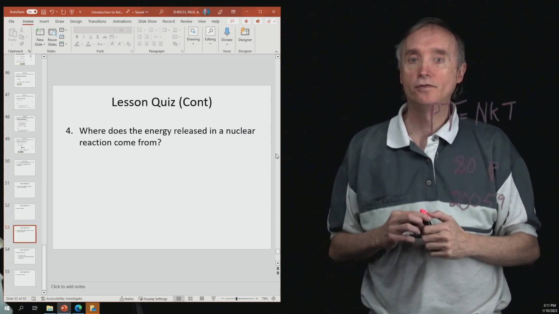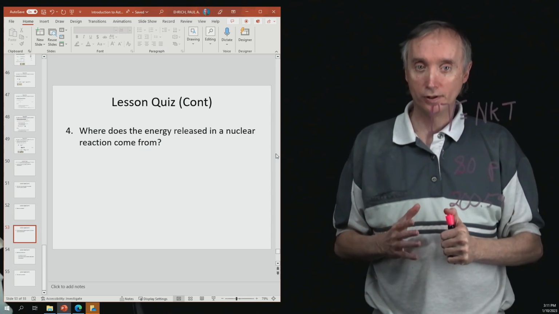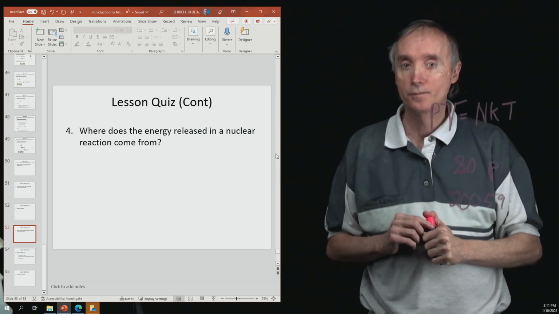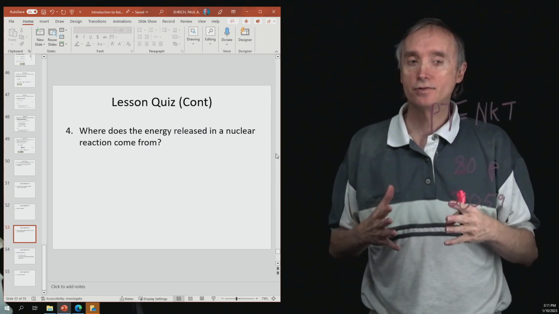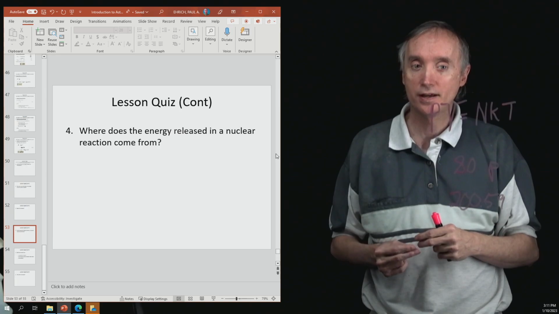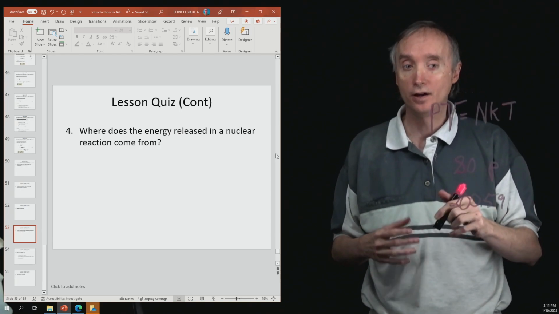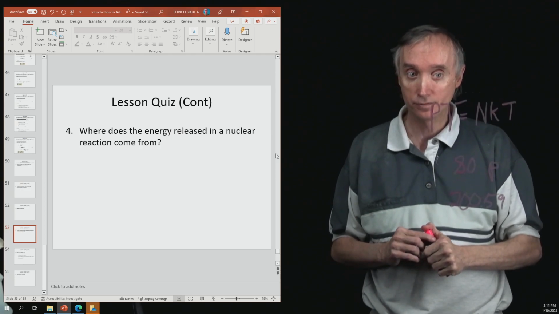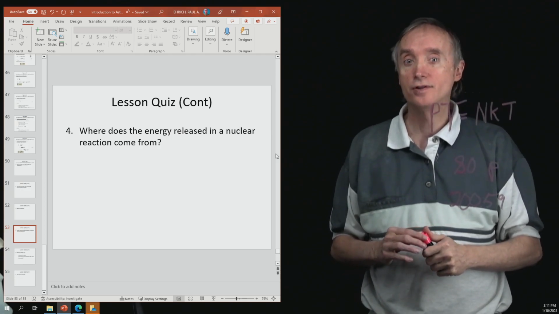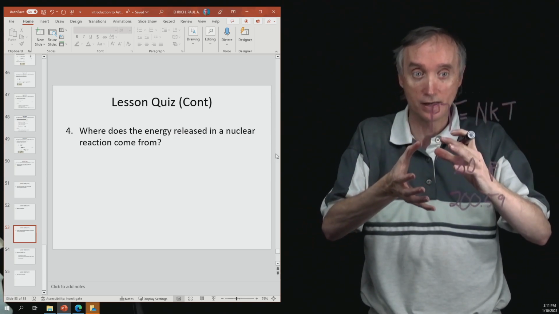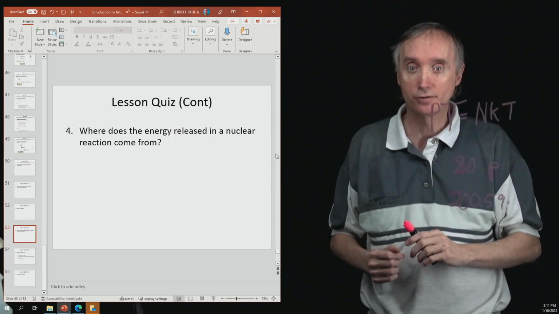Okay, now question number 4. Where does the energy released in a nuclear reaction come from? Okay, so you could answer this 2 different ways. You could have said it's the missing mass after a nuclear reaction has occurred. Or you could have said that it's the energy that's being used to hold the nucleus together, so the binding energy.